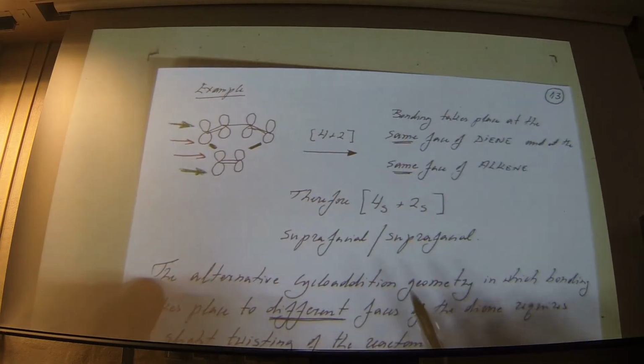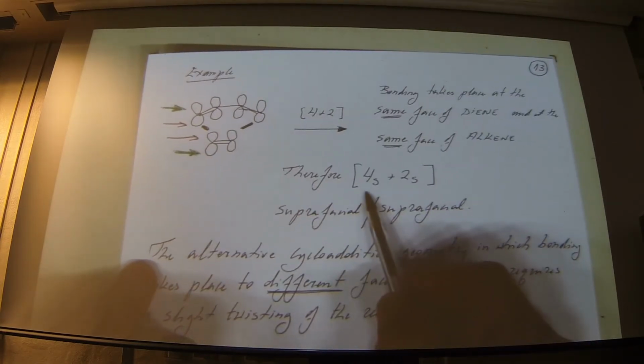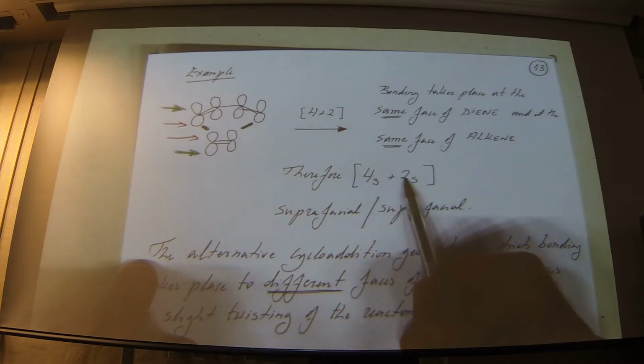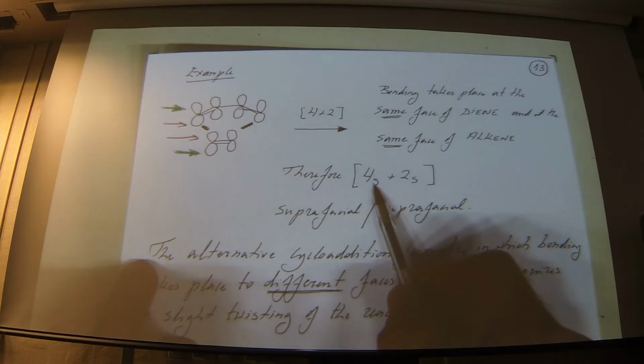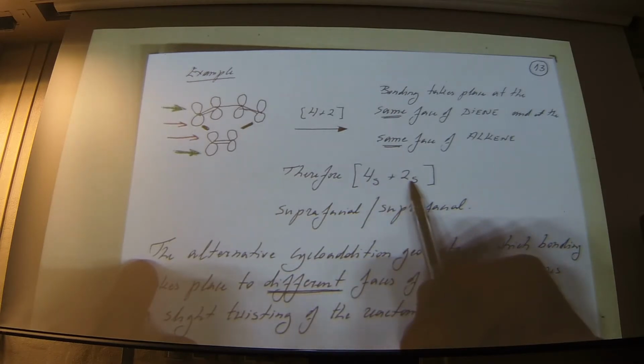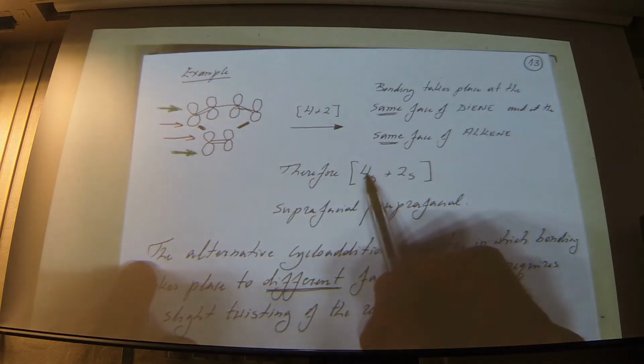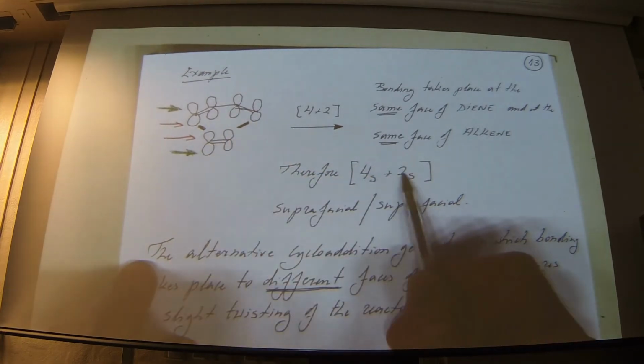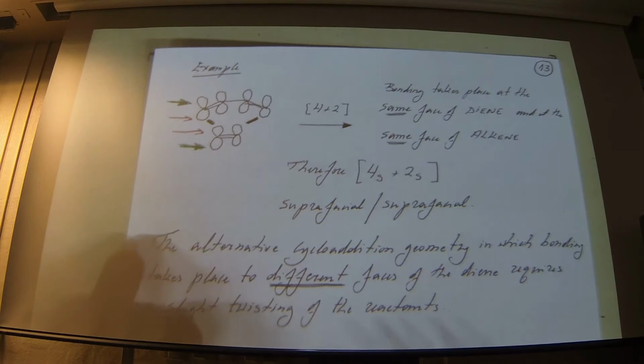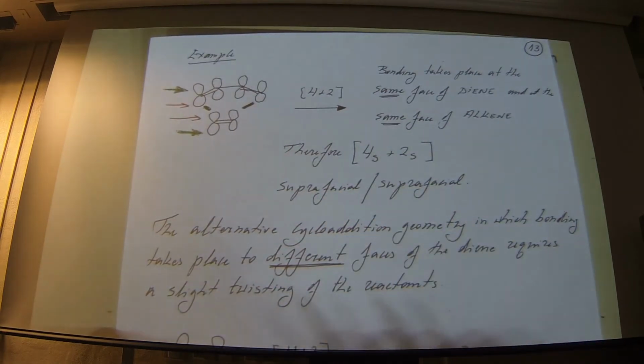Still 4 + 2. And so the way you would indicate this is not just 4 + 2, but 4 subscript s plus 2 subscript s, saying that it is suprafacial with respect to the diene, the 4 pi electron system, and suprafacial with respect to the pi. Okay, so it's a suprafacial cycloaddition.